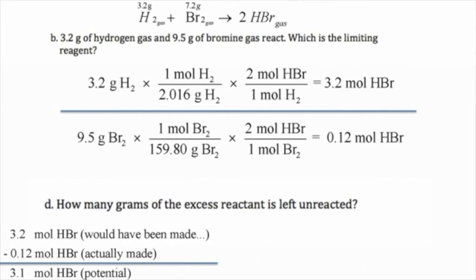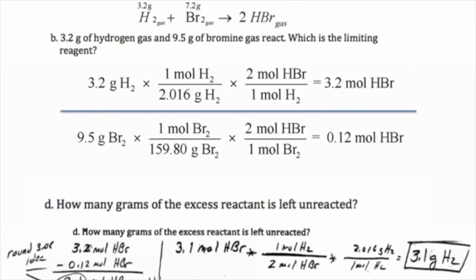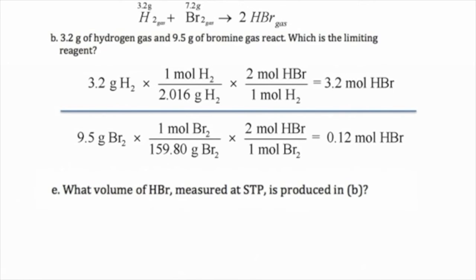It works out that 3.1 moles of HBr that could not be produced translates to 3.1 grams of excess H2 left over after the reaction has stopped. So 3.1 grams of hydrogen, the excess reactant, is left over after 0.12 moles of hydrogen bromide is produced. What volume of hydrogen bromide measured at STP is produced?